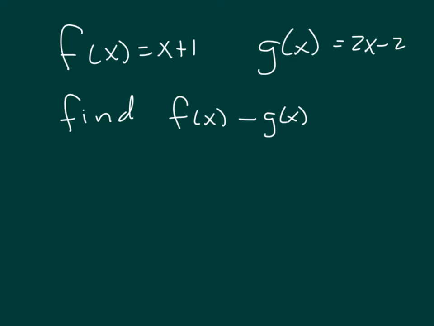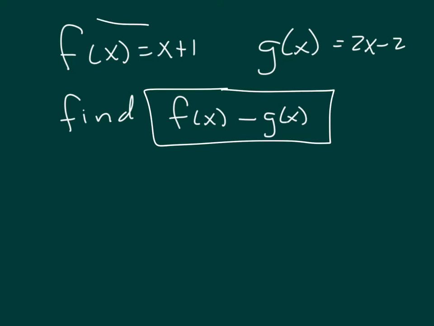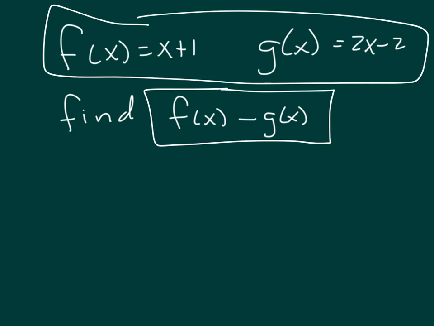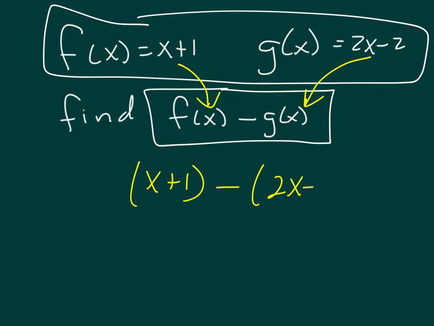Now, when you have f of x equals x plus 1 and g of x equals 2x minus 2, let's say you want to find the result of these two functions being subtracted from one another. Well, these are your given. The only thing you're going to do is plug in the correct portion. So f of x is x plus 1, put in parentheses, minus parentheses, g of x is 2x minus 2.